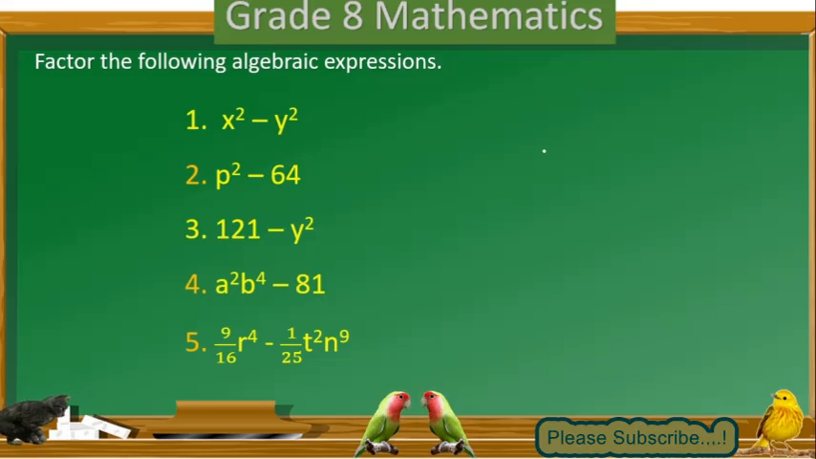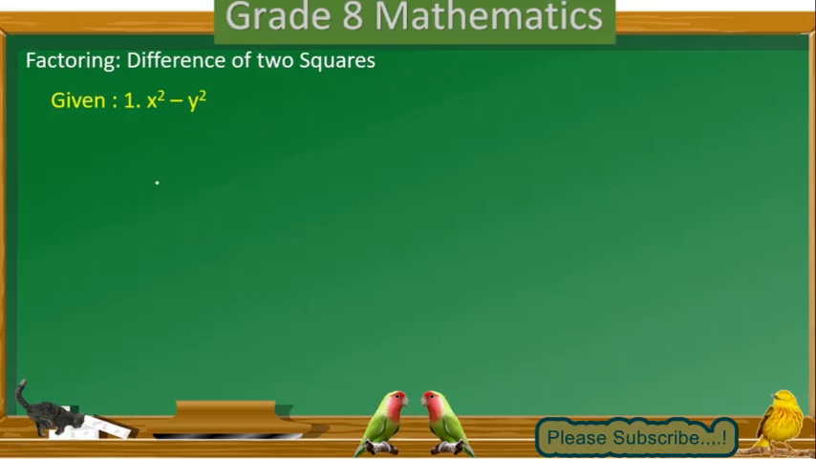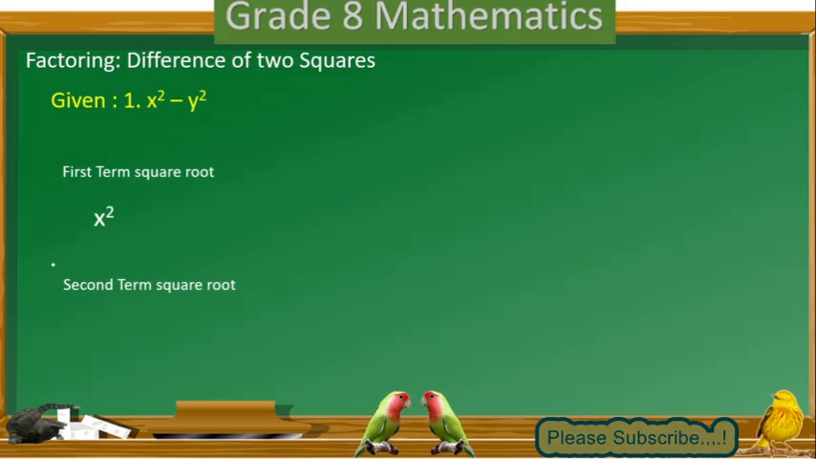Okay, let's take the first one. The first one is x squared minus y squared. Okay, the first step is to find the square root of the two terms. For the first, we have x squared and y squared. So the first term, what is the square root of x squared? That is x. For y squared, that is y.